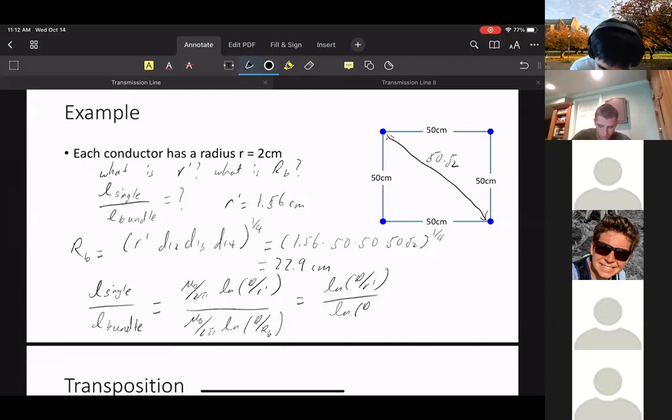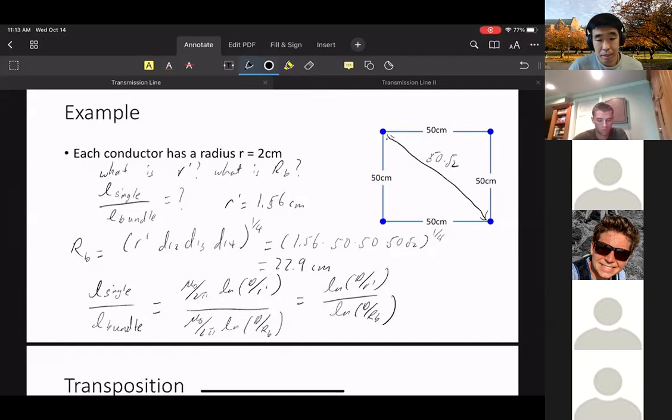Wait, I forgot to give you D. Okay, RB. Yeah, I forgot to give you D. Sorry about this. So if we're given D, we can plug this in and compute this number. Forgot to give you D here. Once we know D, we can compute this number to figure out what the ratio is.